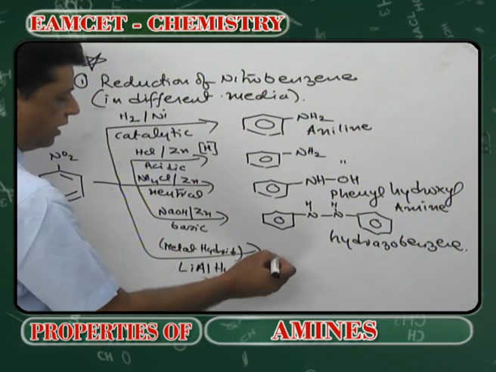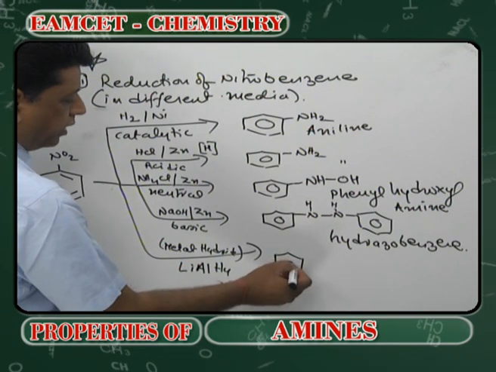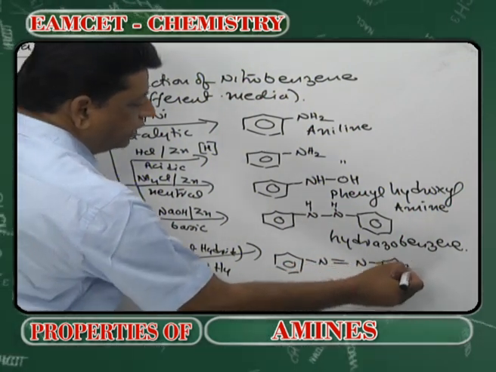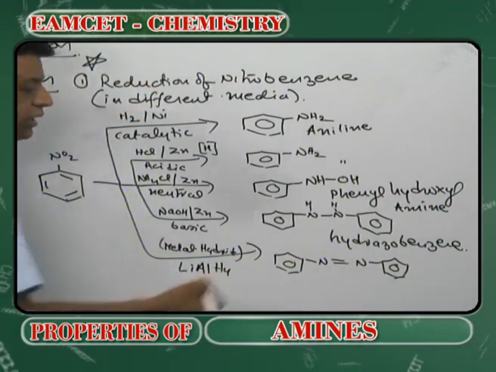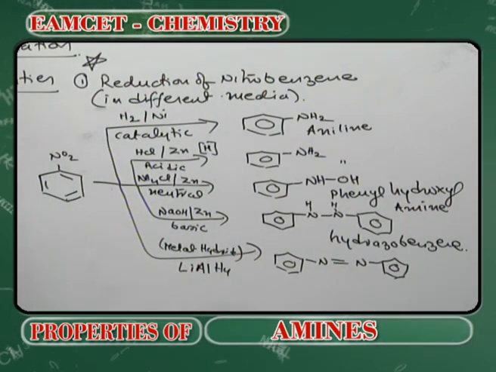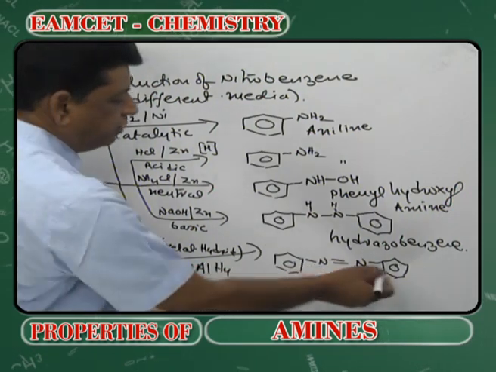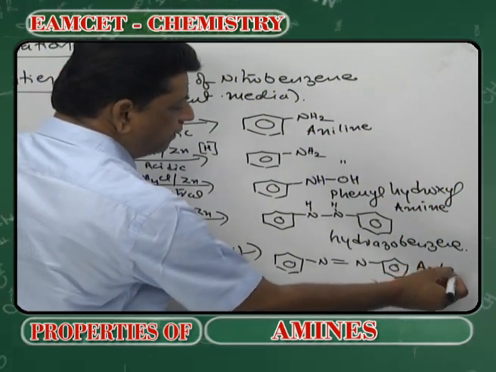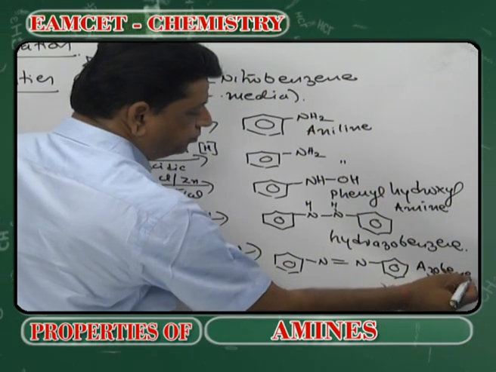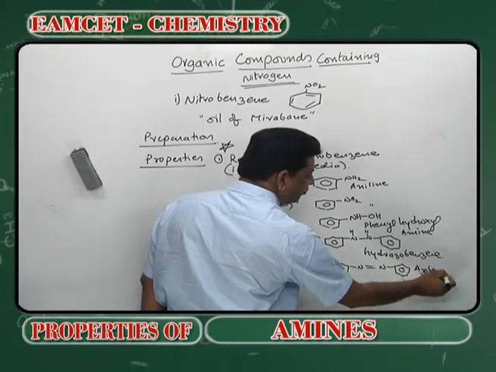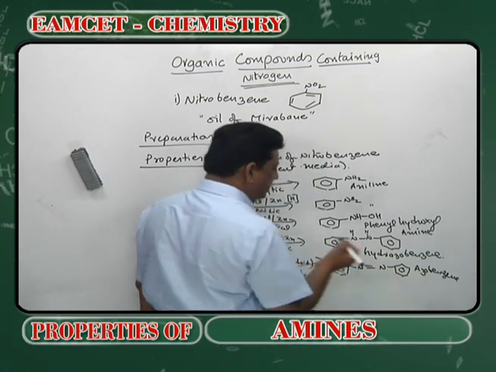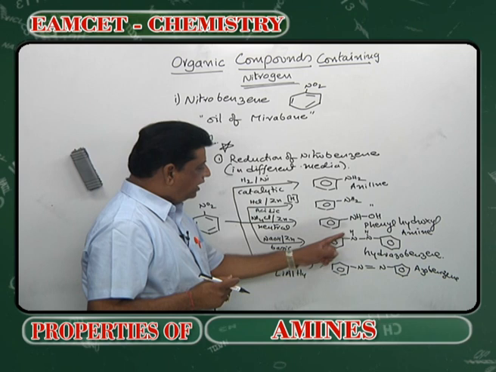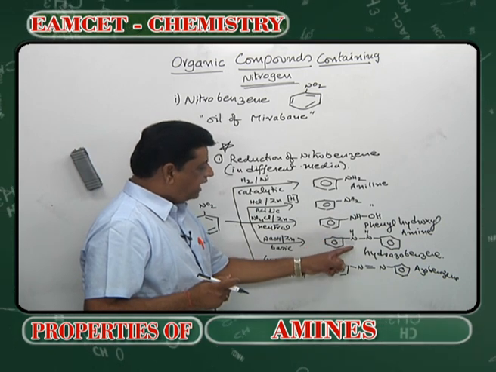Here you will get benzene with a nitrogen double bond to a nitrogen, again attached to a benzene. Two benzenes with N=N. This N=N function is called the azo function. So this compound is known as azobenzene. Now, see the last 2 products: azobenzene, and this one, which has 2 hydrogens extra.